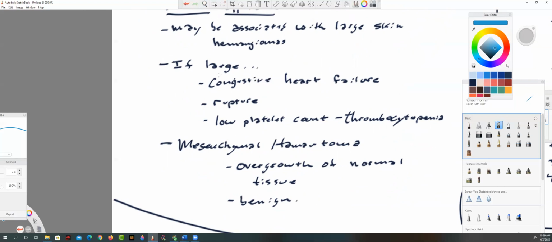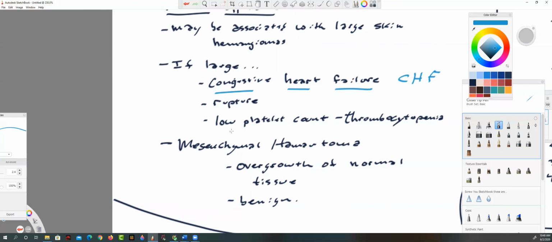So, like I said, if they are large, congestive heart failure, CHF, due to overload of the right heart. The right heart should be receiving blood that is of lower pressure and not necessarily of very high volume, but in congestive heart failure, it's because of the high volume, high pressure blood flow going into the right atrium. If large, they could also rupture, as you could imagine, causing hemoperitoneum or a subcapsular hematoma in the liver as well.